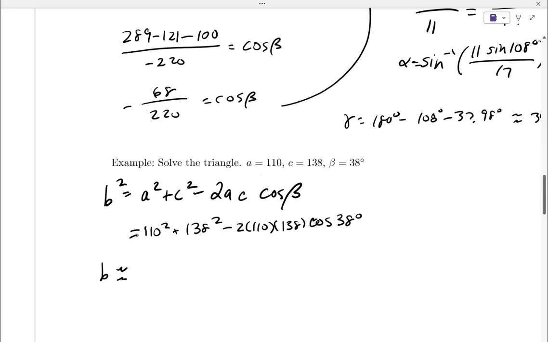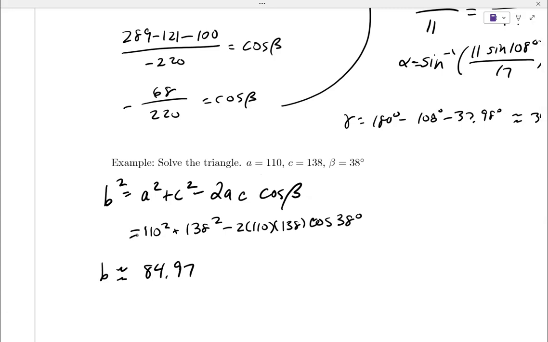So you just need to do all the arithmetic on that right-hand side and take the square root. What do we get for B? About 84.97. Well, it's just a matter of getting it in your calculator, right? So we still need to figure out alpha. We still need to figure out gamma.